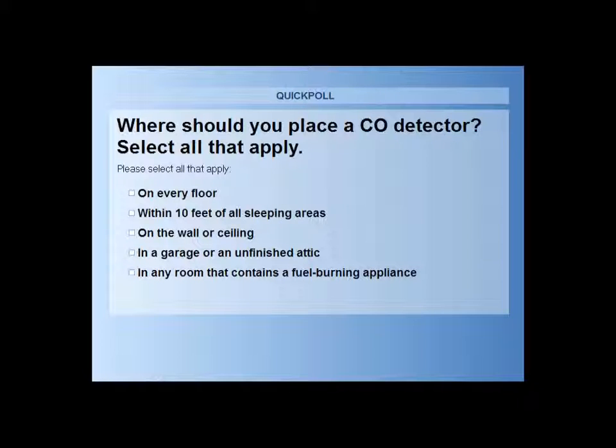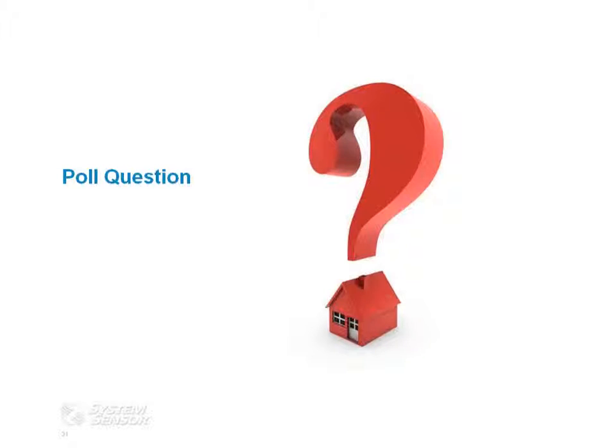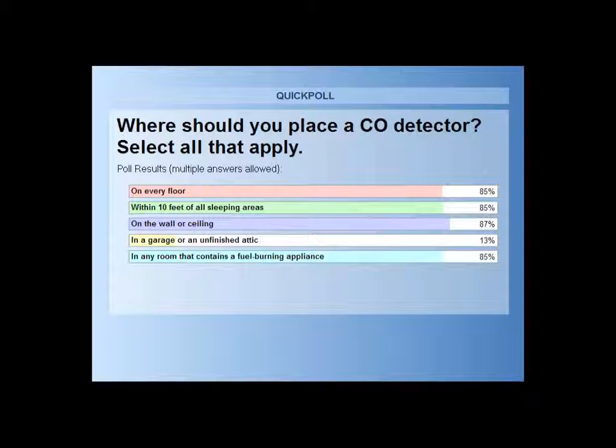Okay, very good. We do encourage questions, so go ahead and post them at this time. Guys, I'm going to pull down this poll question. We had 79% voted, and let me go ahead and publish the results so we can do a quick query on the audience here. Where should you place the CO detector? What we've covered and what is recommended is on every floor, within 10 feet of a sleeping area, on the wall or ceiling, and in any room that contains a fuel-burning appliance.